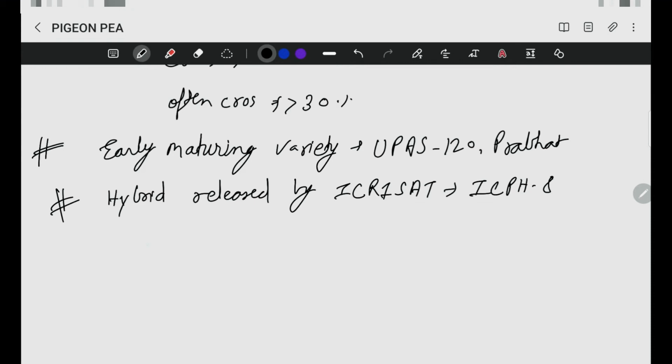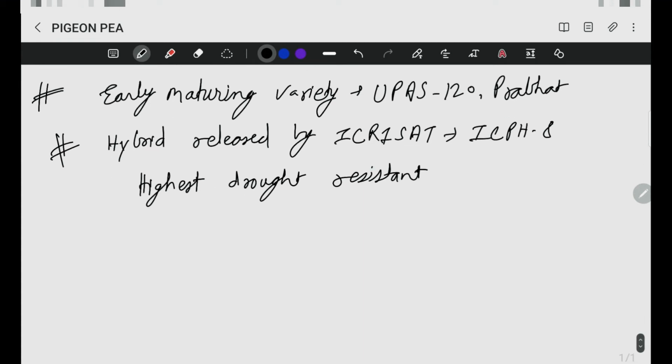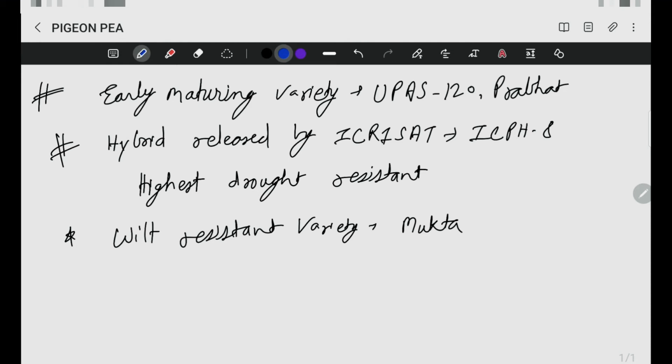And you all know that pigeon pea is a drought resistant plant. Highest drought resistant. Okay. Next most important point is wilt resistant variety. The wilt resistant variety is Mukta. In all pulses, protein percentage is VVI. In pigeon pea, protein percentage is 25%. Okay? 25%. Let me write it clearly.